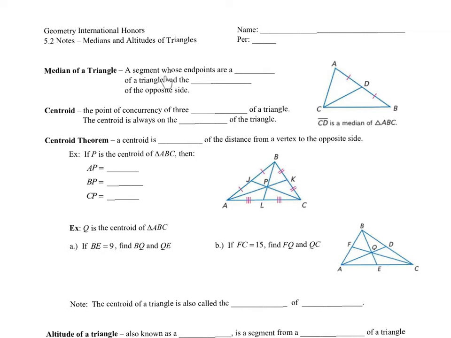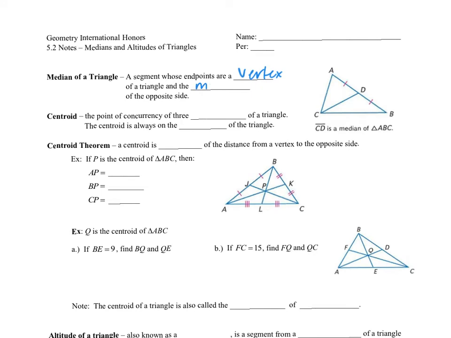A median of a triangle is a segment whose endpoints are a vertex of a triangle and the midpoint of the opposite side. So in this example, we see here this segment CD is a median, because one endpoint of this segment is a vertex of the triangle, the other one is the midpoint of the opposite side.